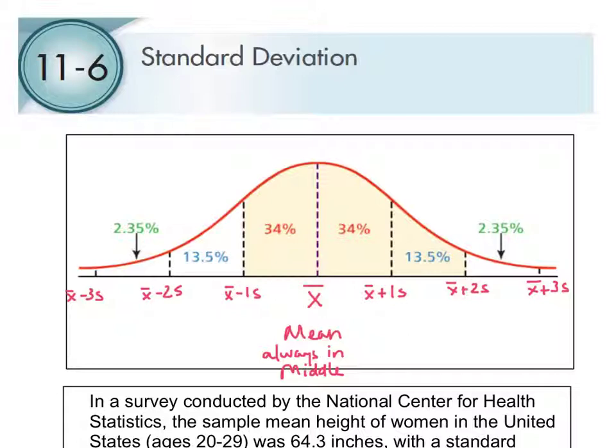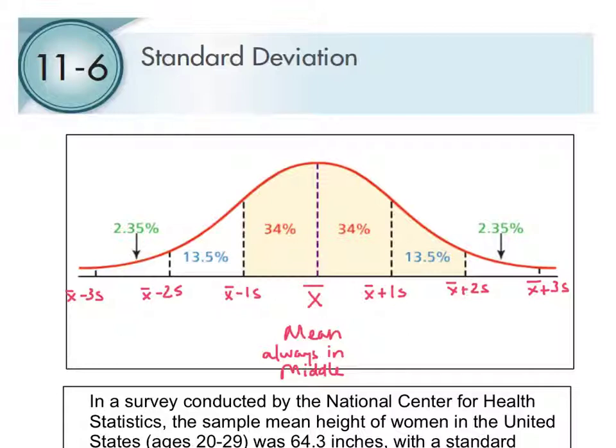All right. So you'll notice again, if you take one standard deviation, you add the 34 and 34. Or let's say I wanted to do the right half. The right half would be very, very close to 50%. It's not going to be exactly 50%. It's going to be very, very close.